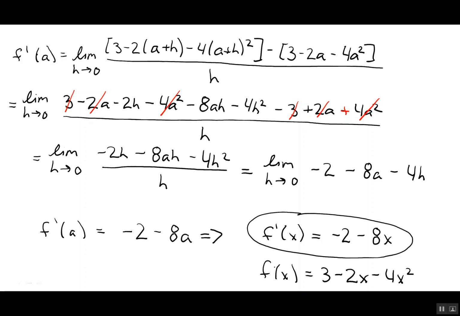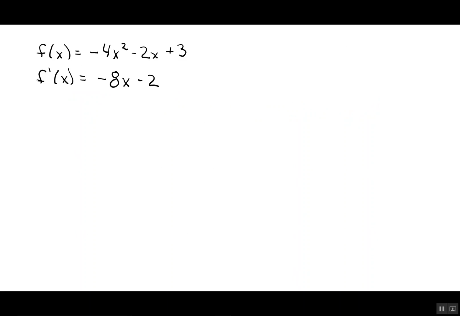So now for any value of x, we can find the value of the function itself, or we can find the value of the slope of that function, the rate of change of that function at that same value. So again, the initial function we started with, f of x, was, here it's written a slightly different way, minus 4x squared minus 2x plus 3. And the derivative of that function at any value of x is minus 8x minus 2. And we found that derivative by applying the limit definition of a derivative.